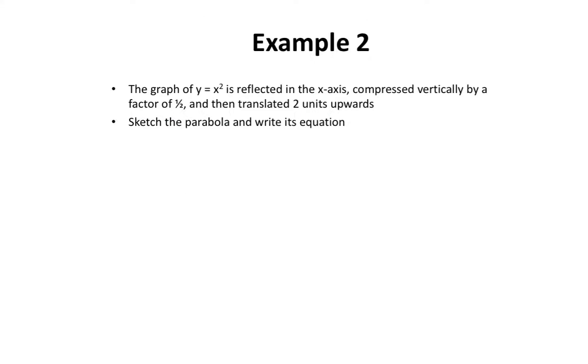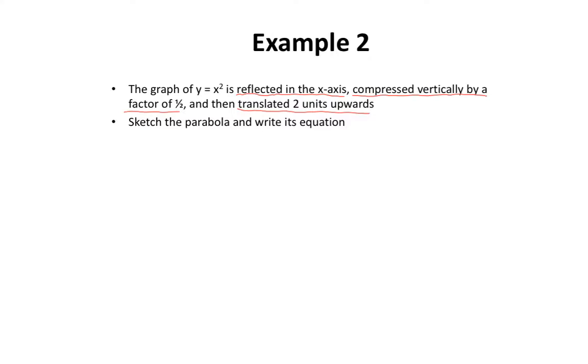In our second example, we've been told that the graph of y equals x squared is reflected in the x-axis, compressed vertically by a factor of 1/2, and then translated 2 units upwards. Afterwards, we want to sketch the parabola and write its equation. Let's begin by identifying the key pieces of information. We're told that it is reflected in the x-axis. It is compressed vertically by a factor of 1/2, and then it is translated 2 units upwards.